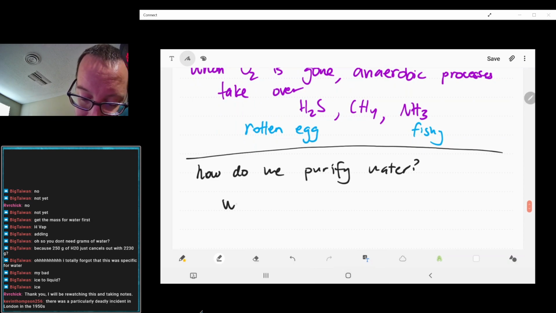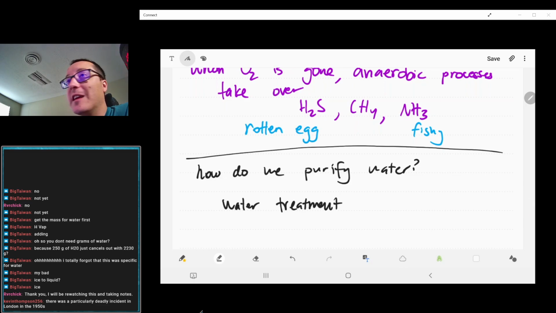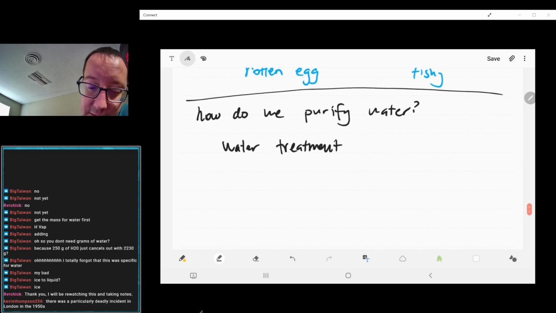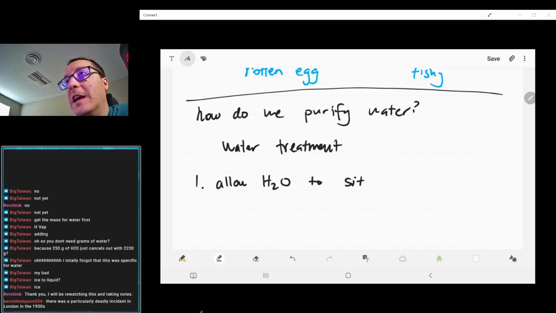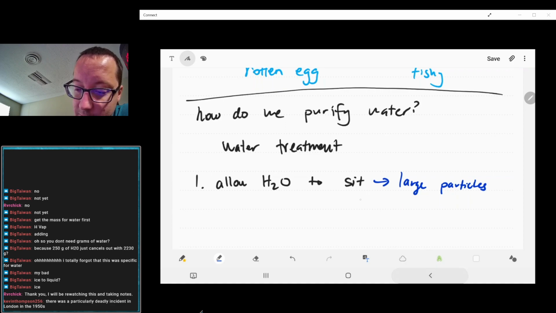So, water treatment has a number of steps associated with it. First, water is placed into a tank and we allow the water to sit. If you allow the water to sit, that will break any suspensions. So large particles will form sediment.